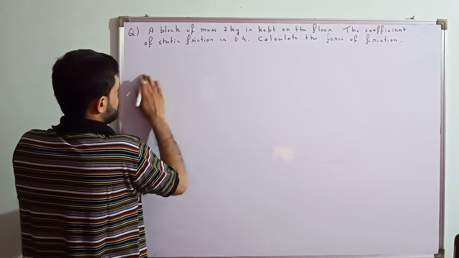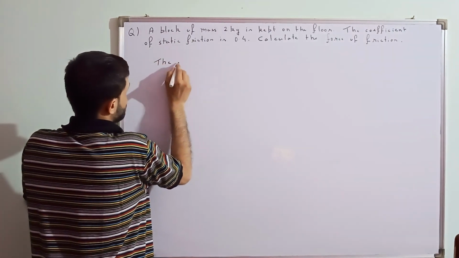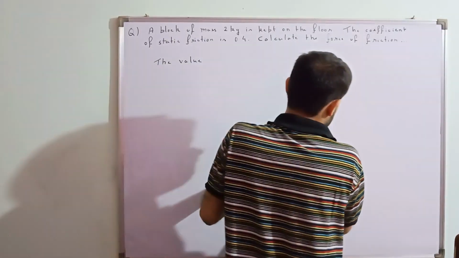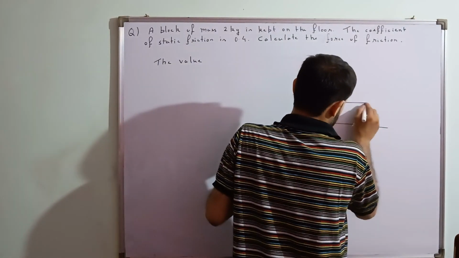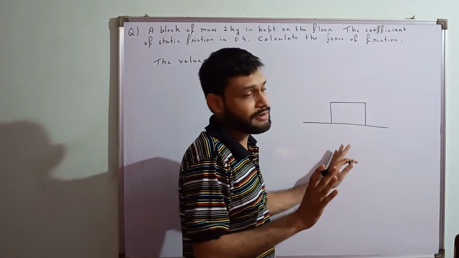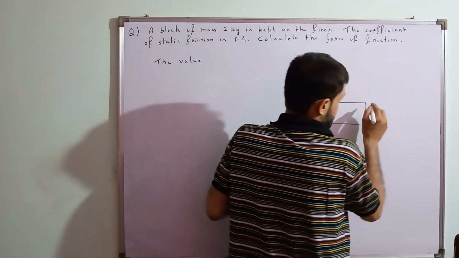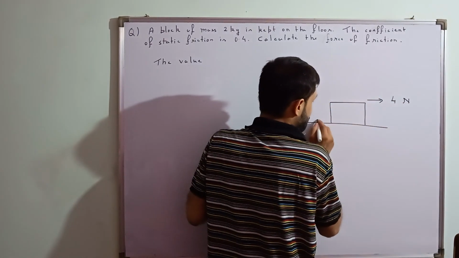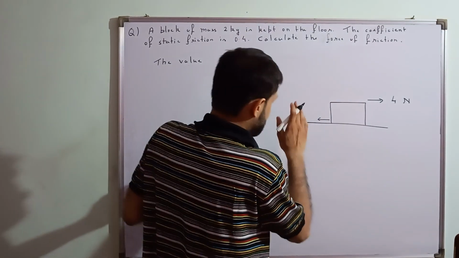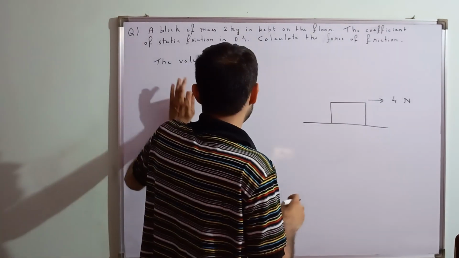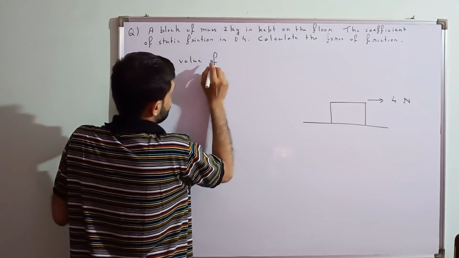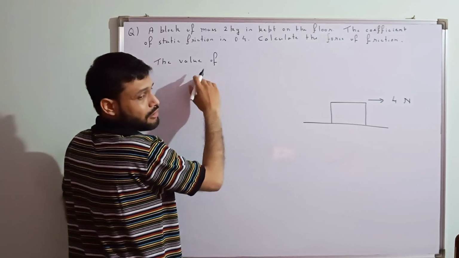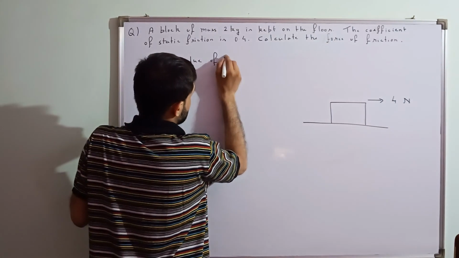Okay, so we can only calculate the value of limiting friction. No, let's see how it is. Because it's a self-adjusting force, if I apply a force of, let's say, 4 Newton, friction will also be 4 Newton. Let's try to find it out. First, let me calculate the value of limiting friction. We will write: value of maximum static friction, or value of limiting friction.